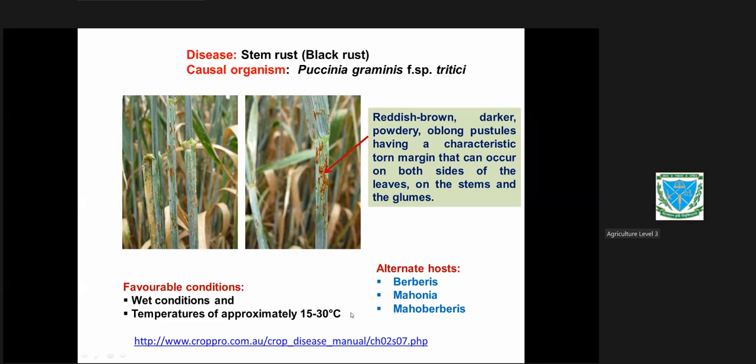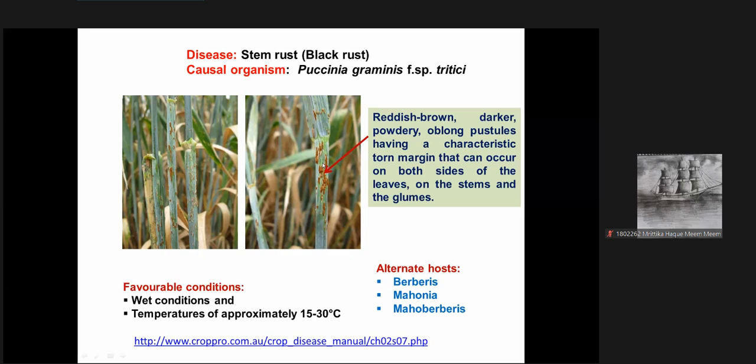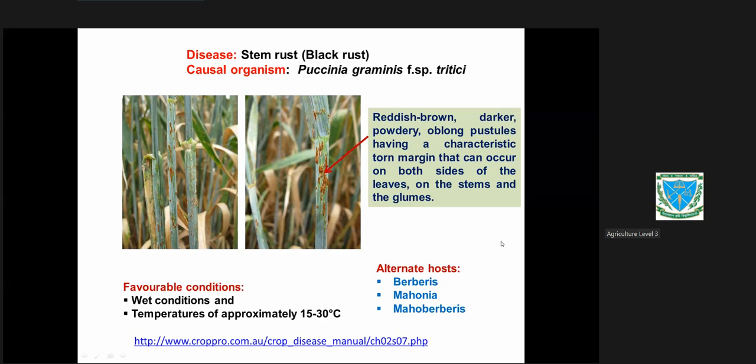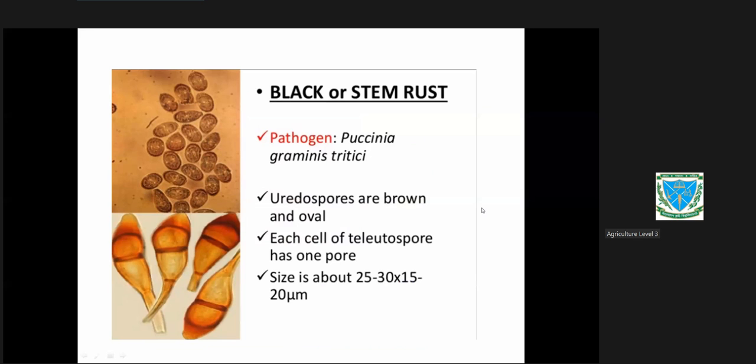Wet condition and low temperature are usually helpful. And you see, these are the symptoms. Stem rust symptoms appear as reddish brown pustules with torn margin. Where? Leaf sheath, on the leaves, on the stems, glumes, etc., usually stems.